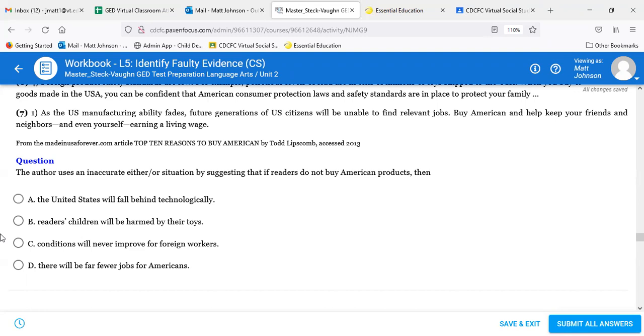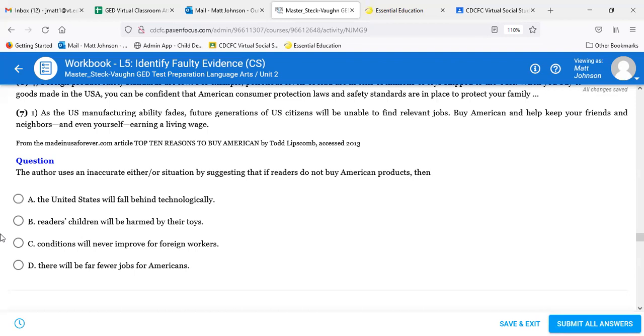The author uses an inaccurate either-or situation by suggesting that if readers do not buy American products, then A, the United States will fall behind technologically. B, readers' children will be harmed by their toys. C, conditions will never improve for foreign workers. And D, there will be far fewer jobs for Americans.